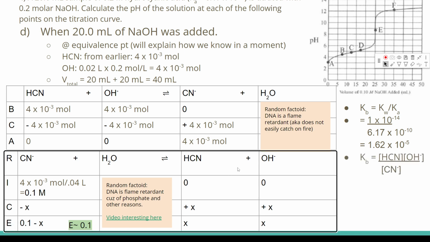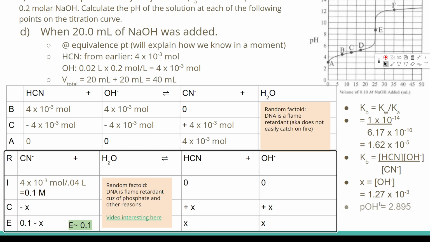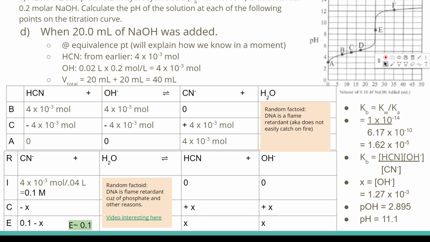So I'm going to go ahead and plug that in to my KB, where I have my products over reactants, and so I plug in the values here. It's going to be x squared over the 0.1. I have my KB here. I'm skipping all those steps because we've already done this a million times. And so I solve for x. The x is the concentration of OH minus, which is that, and then I could get my pOH from negative log, and then I have my pH plus pOH is 14, so then I can get my pH to be 11.1. Whew!